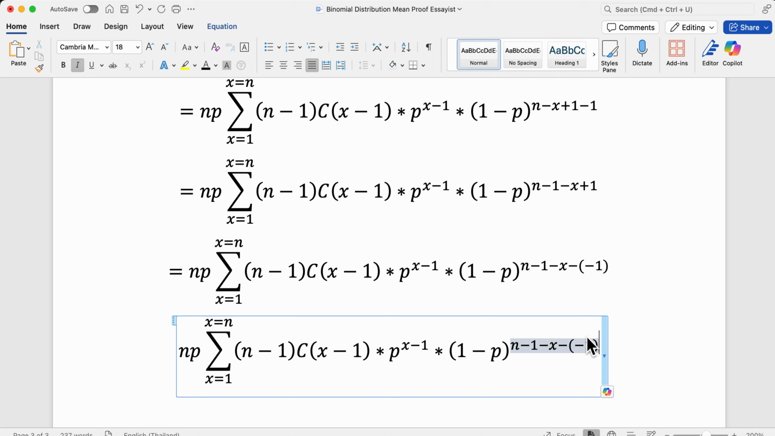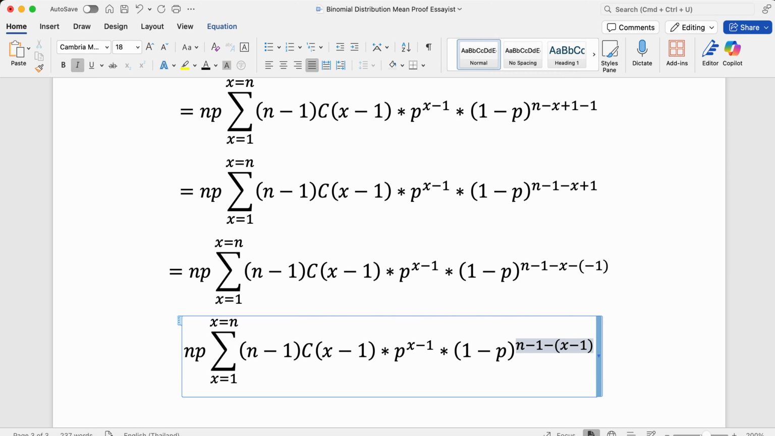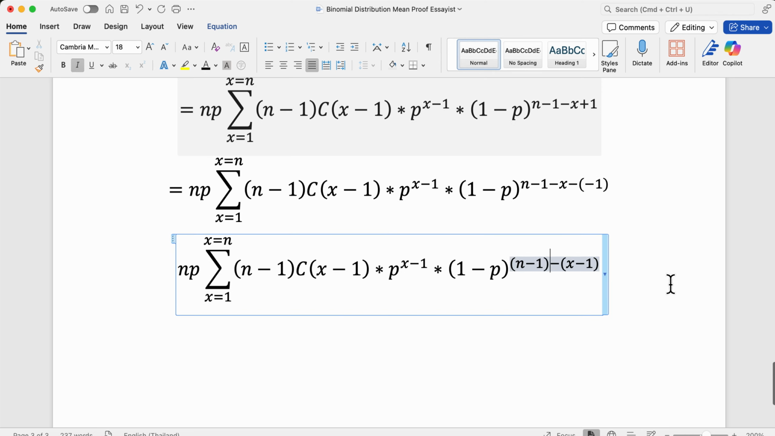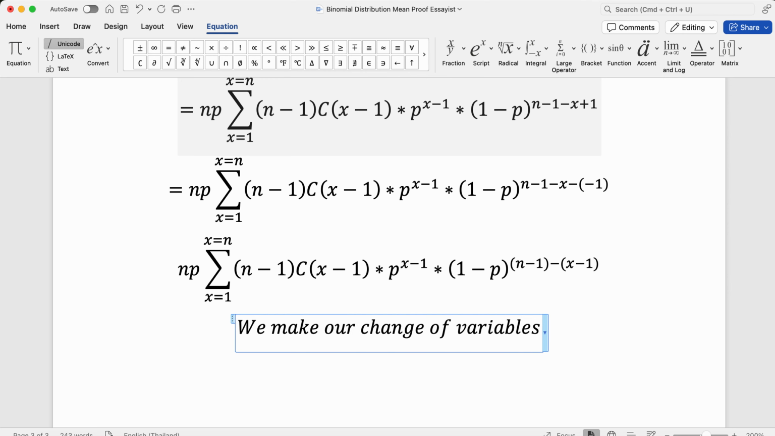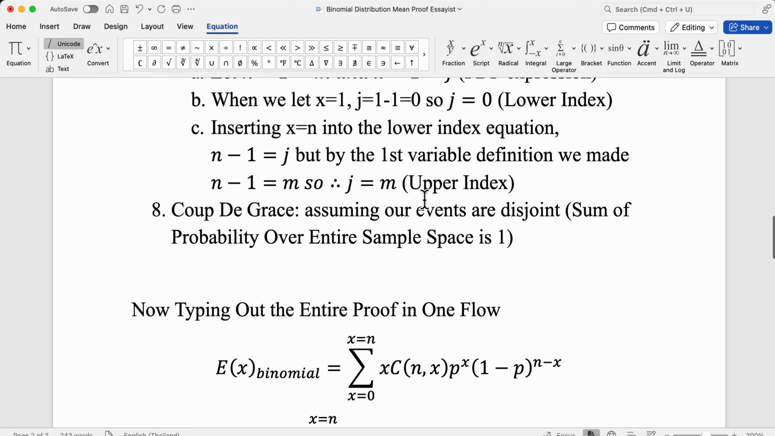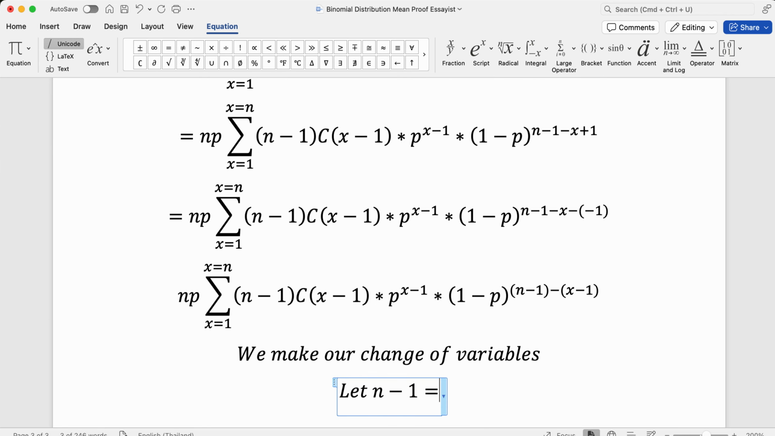N minus 1 minus x minus 1. Once you factor everything out from there, that's what you get. You can check it more carefully. And now we make our change of variables. So where did I put it here? We let n minus 1 equals m.